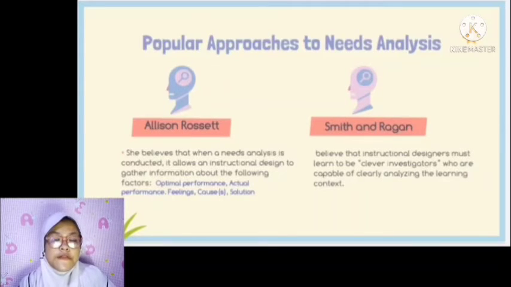And they also believe that a needs assessment helps determine whether the need exists for new instruction to be developed. And they outline three needs assessment models. First, the discrepancy-based needs assessment model, used when learning goals are already identified and instruction is being offered that is related to these goals.